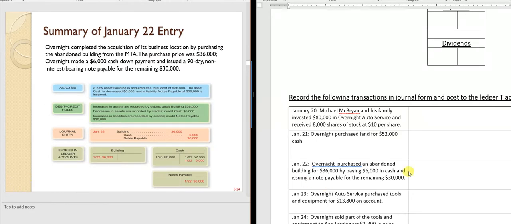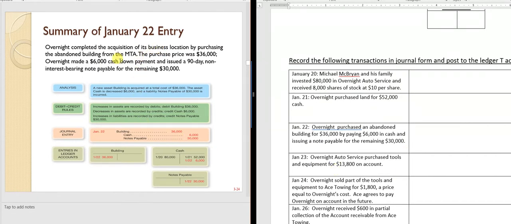Next one, they purchased an abandoned building. The purchase price was $36,000. They paid $6,000 cash and a note payable for the rest. So what did I get? I got a building. A building is an asset. It went up, so I debit building. How did I get it? I paid cash. Cash is going down, so I credit cash.